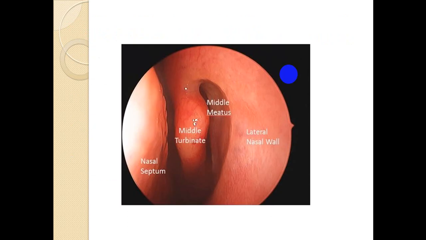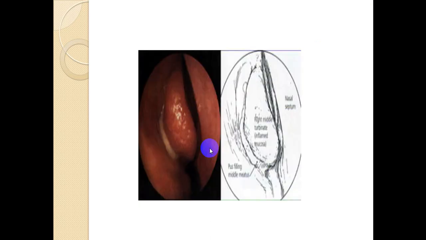This is the endoscopical view. Normal endoscopical view of the left nasal cavity shows a pinkish normal mucosa. This is the septum, the nasal septum. This is the lateral wall of the nose, and this is the middle turbinate, and this is the middle meatus. This is an endoscopical view of the right nasal cavity. It shows red edematous mucosa and pus filling the middle meatus.